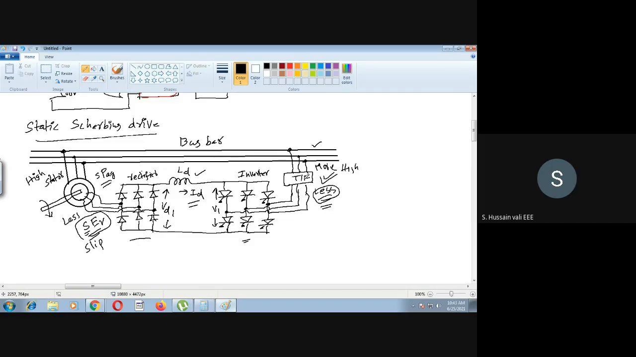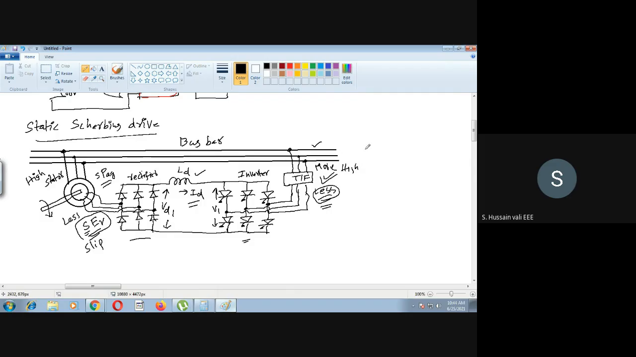This is the power flow. This is how the power is flowing, and this is how you recover the power. Now using this explanation, we will write some equations. Necessary equations we'll write here.